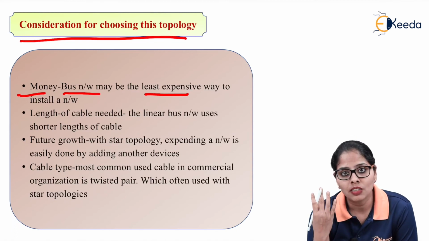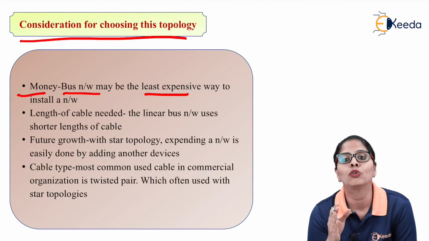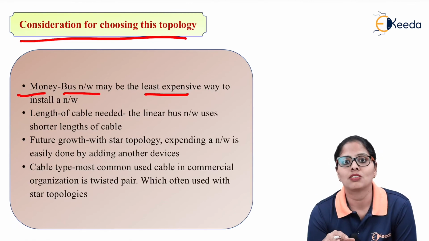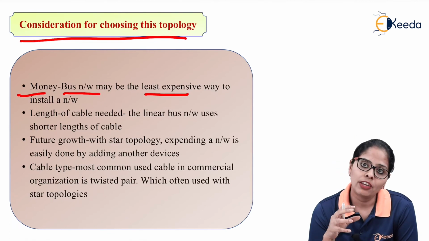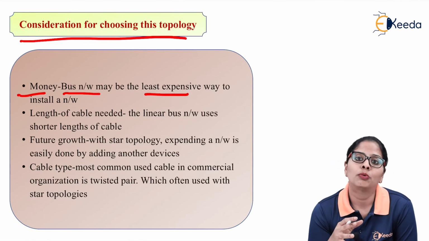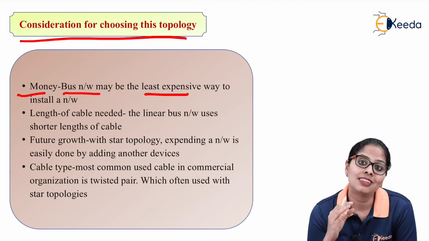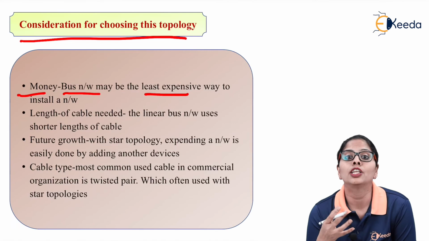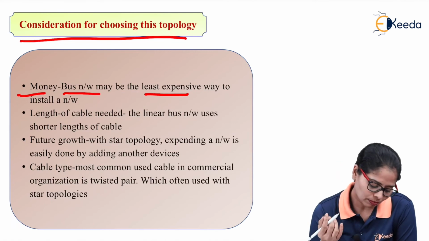Here we are using a shared resource, that is the backbone link, and because of that the overall cabling cost is going to reduce. So why did we consider the bus topology? Because it is less expensive, because if you consider the other topologies, we need a greater amount of cabling.